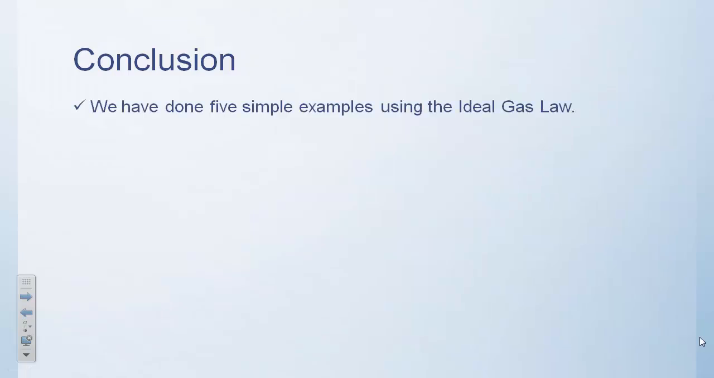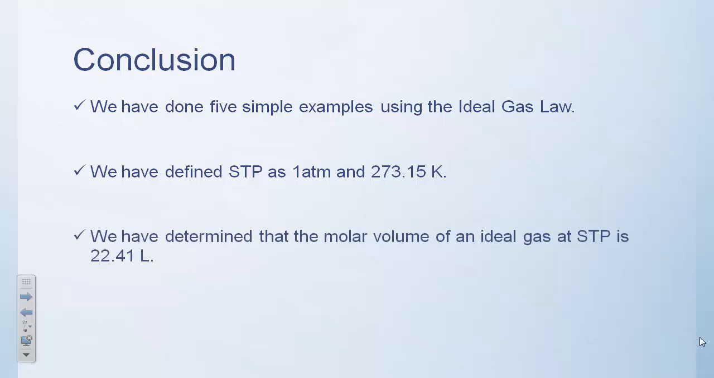So in conclusion, we've done 5 simple examples using the gas laws. Hope you're able to take something out of each one. We defined standard temperature and pressure as 1 atmosphere pressure and 273.15 Kelvin. Remember, that's 0 Celsius. And then we also found the molar volume of an ideal gas at standard temperature and pressure to be 22.41 liters.